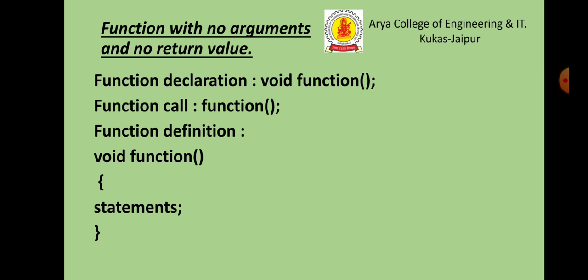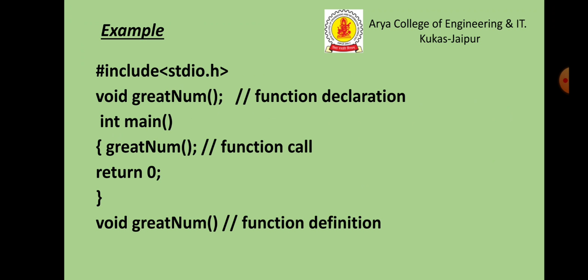Now, the first one. Here is the syntax for the function with no arguments and no return type. This is the simplest form. Here we declare a function name, function call, and then define the function. It doesn't have any arguments and its return type is also void. Let us consider an example for this type.